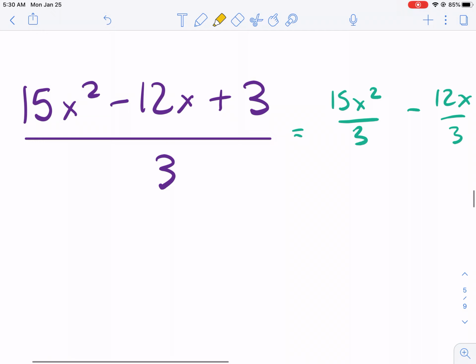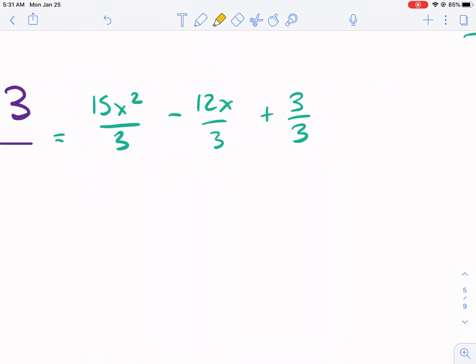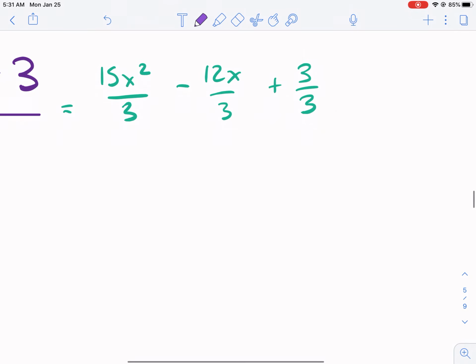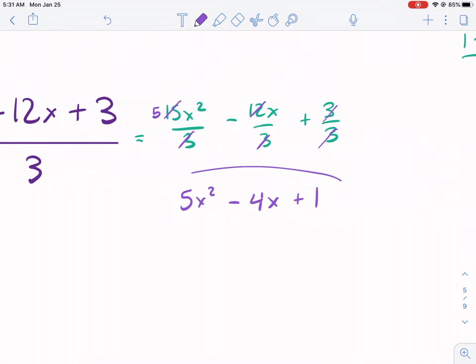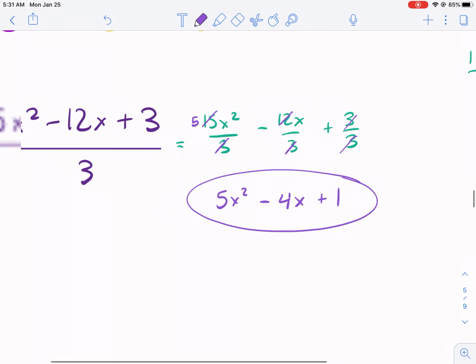We already knew that we couldn't combine these terms in the top because they're unlike terms. So that's the first thing we recognize. The second thing is we can reduce each expression individually. So we do 15 divided by 3, and that gives us 5x squared. What we did there is essentially cancel. That's how I like to think of it. Minus, 12 divided by 3 is 4, we get 4x, and then 3 divided by 3 is just 1. So this expression reduces to 5x squared minus 4x plus 1.